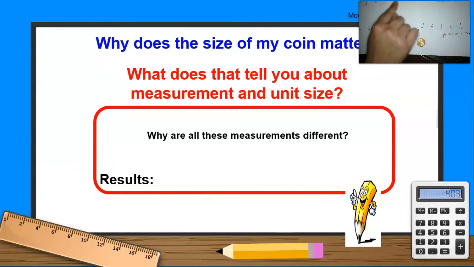Look at the measurements right here. From the first one, it was about 4 quarters and 4 pennies. That one was a little tricky. But let's look specifically at the pencil. Why are these measurements different? I want you to think about it. Why do you think they were different?